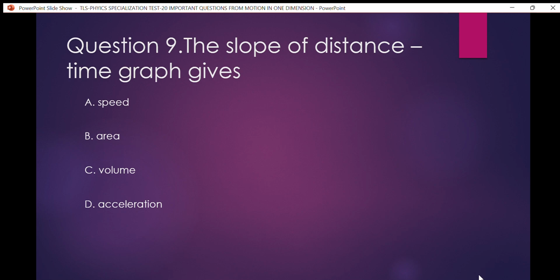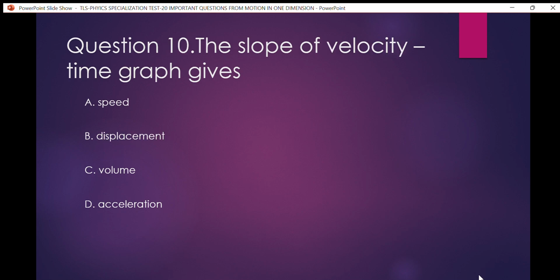Let me go to question number 10. The slope of velocity time graph gives. Again slope is change in y quantity divided by change in x quantity. So what is a velocity time graph? Velocity is mentioned along the y-axis and time is mentioned along the x-axis. So the slope of velocity time graph is nothing but velocity by time, that will give you acceleration, right? So the slope of velocity time graph gives acceleration.